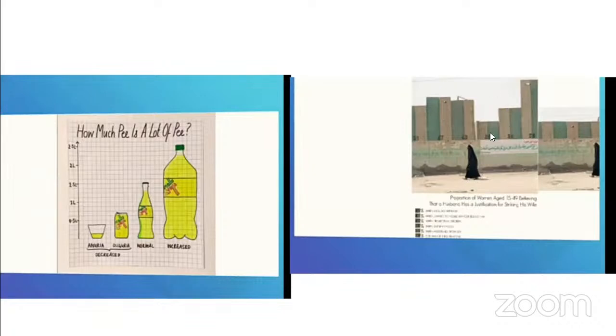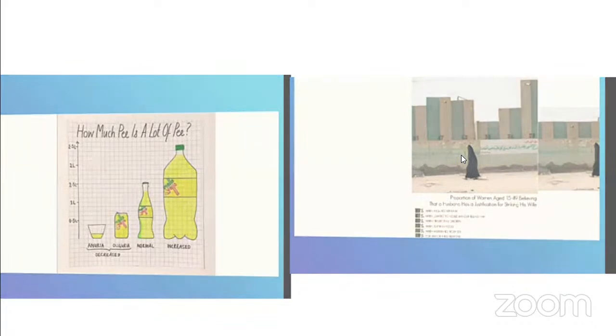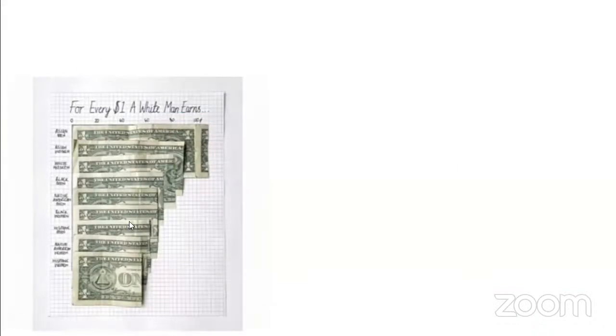And then she cuts it up and uses it as a background to paint and explain the point she's trying to make on the wall in Iraq. And then for every dollar a white man earns, this is a very easy one to do. You can even use this to display, for example, the fluctuation and how much inflation the South Sudan pound has experienced over a period of 3 or 4 or 5 years.